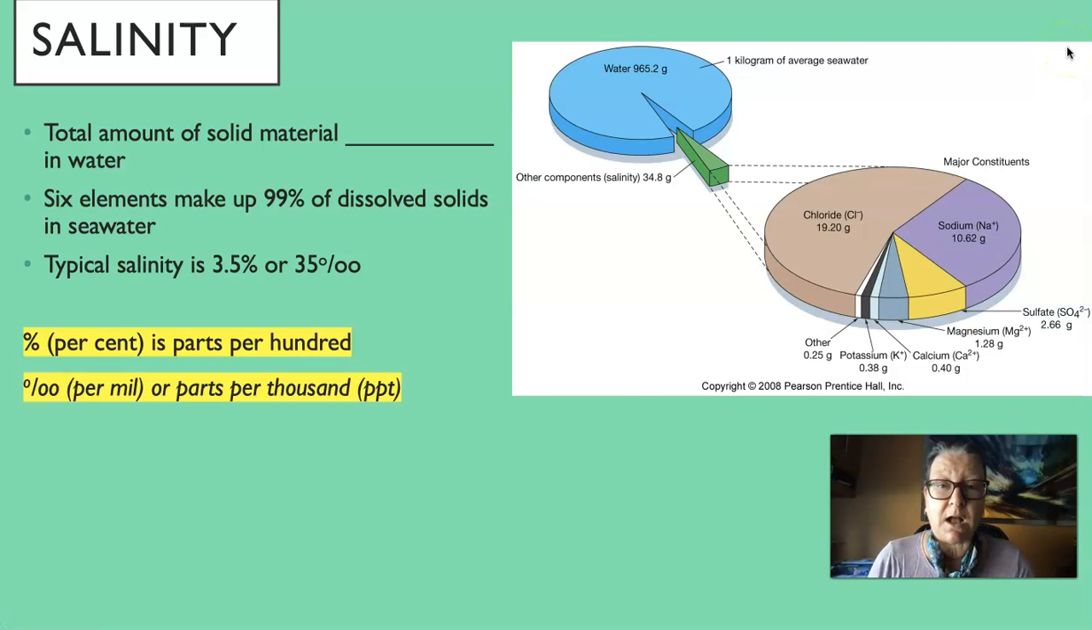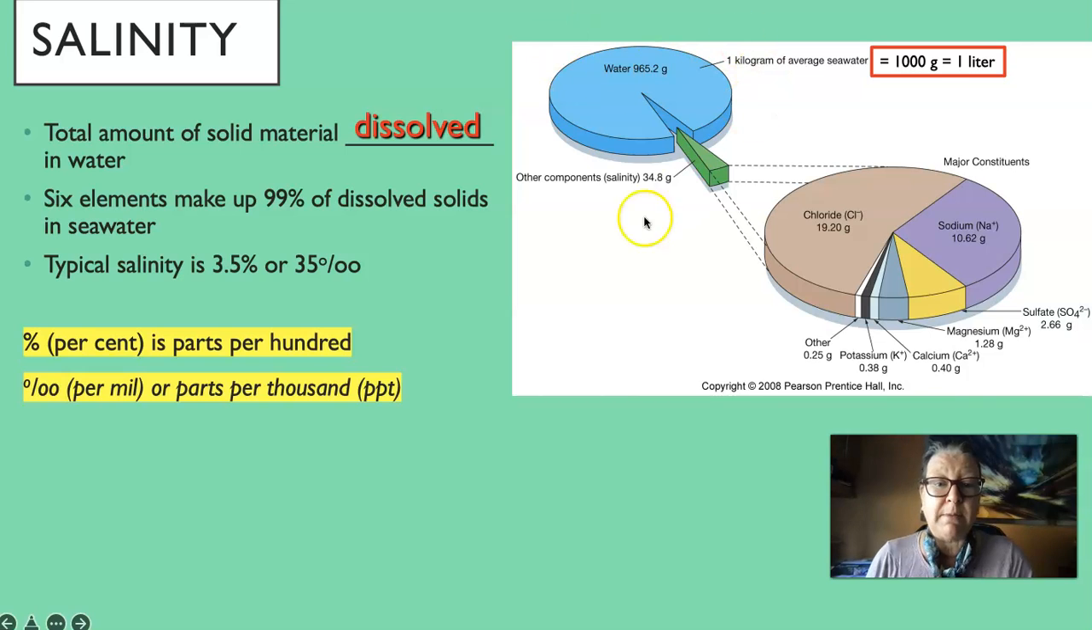Salinity is the amount of dissolved material in water. So if you have something in water that hasn't dissolved yet, like a big chunk of salt, that wouldn't count towards salinity. What we have here is a little cartoon showing 1 kilogram of water. And remember, 1 kilogram of water is the same as 1,000 grams. It's also 1 liter. And out of the average seawater, 1 kilogram of water will hold about 34.8 grams of dissolved material.